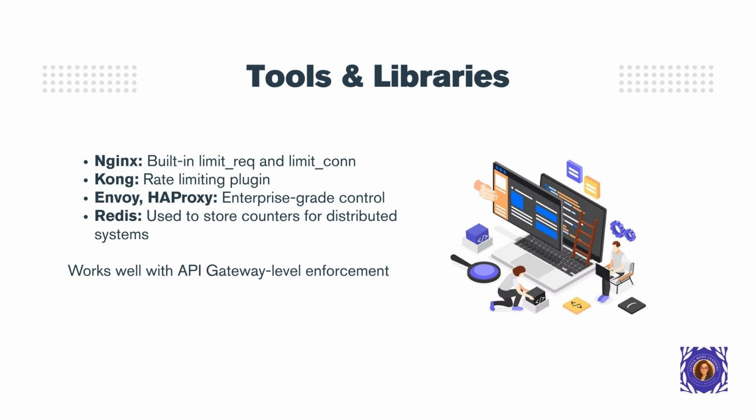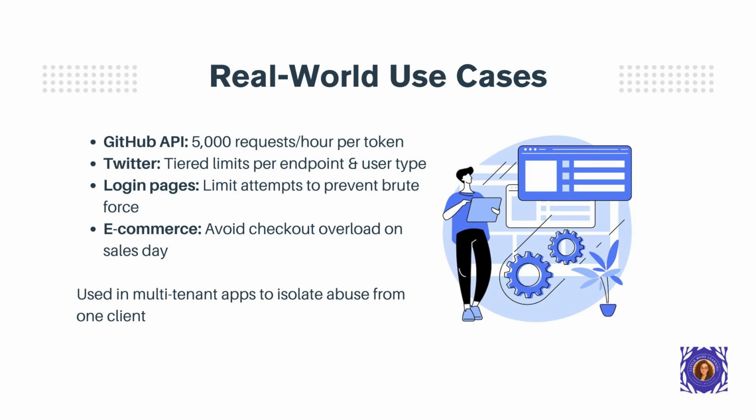Rate limiting often works best when enforced at the API gateway level, providing a centralized point of control and protection before requests reach individual microservices. Rate limiting is pervasive across the internet, protecting a wide array of services and ensuring fair access.